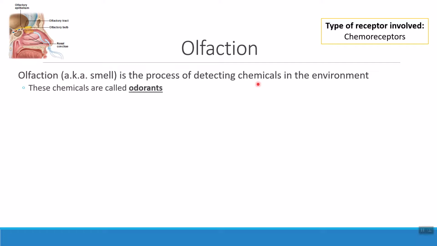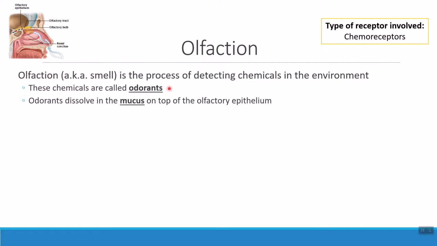Because we're detecting chemicals, I want to draw your attention to the top corner of this slide. Notice that olfaction is something that we use chemoreceptors to do. So we're tying in those types of receptors, chemoreceptors, the ones involved in the process of olfaction. So when we smell something, we are smelling an odorant, a chemical from the environment.